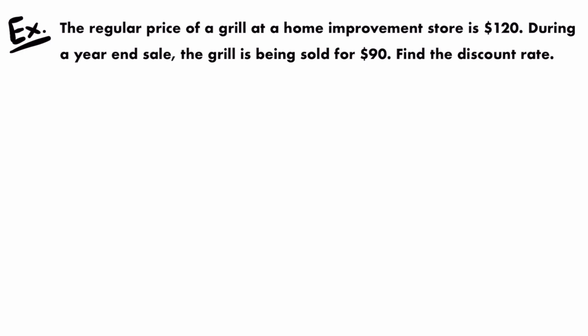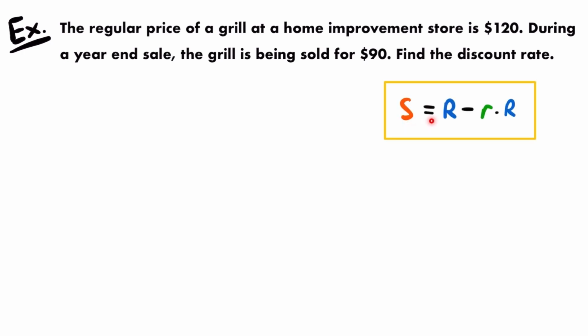For this example, we are going to make use of that equation that we just found, which looks like this. The sale price S is equal to the regular price minus the discount rate times the regular price. So let's try to identify which of these values we know in this problem and which one we don't know, which will be the value we have to solve for. What we are given is that the regular price of a grill is $120. So let's write that down. Here's what we are given. The regular price, R, is equal to 120.